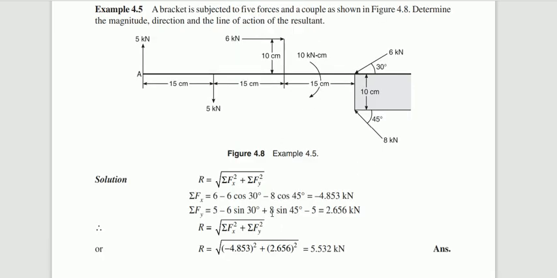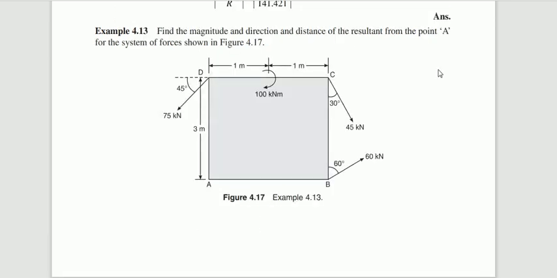So you can see here a bracket is given. I will give you the highlights regarding this, then you can try to solve this problem. Similarly, here there are no horizontal forces given, they have just given 3 inclined forces 45, 40, 75 and 60. Find the magnitude, direction and distance of the resultant from point E.